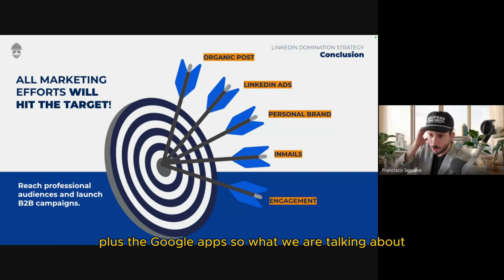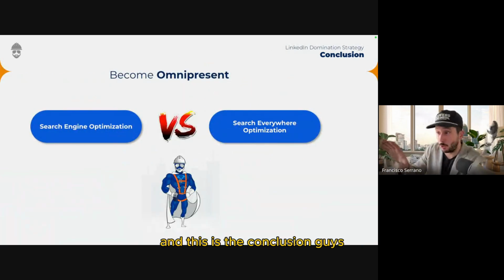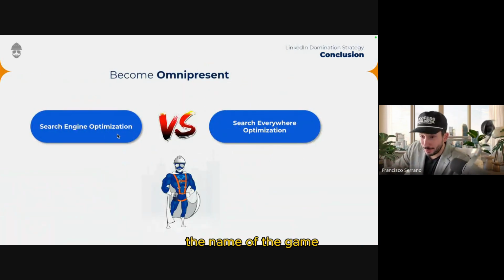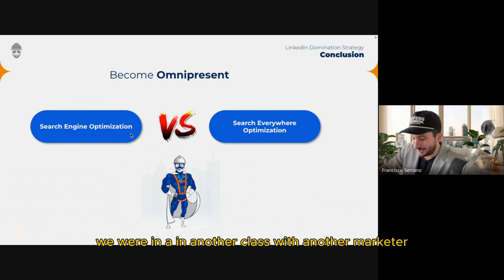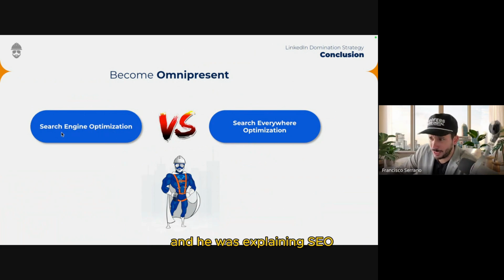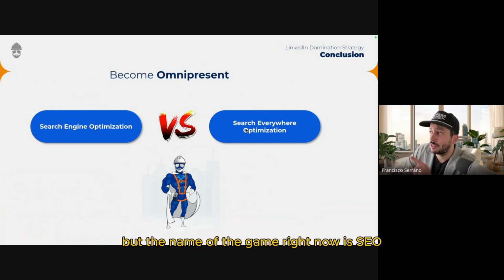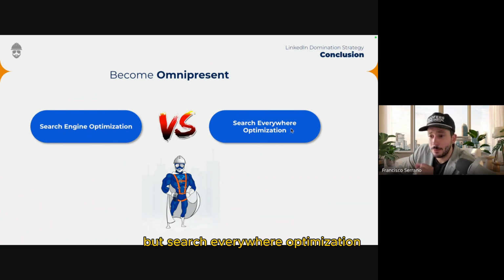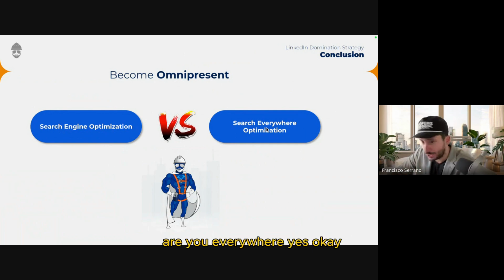So the name of the game right now, and this is the conclusion, guys: a lot of marketers talk a lot about search engine optimization. Actually, we were in another class with another marketer who was going to change the roofing industry, and he was explaining SEO with really old tactics. But the name of the game right now is SEO, but search everywhere optimization. You will hear that we are going to talk about this every day. Are you everywhere? Yes? Okay, you are good.